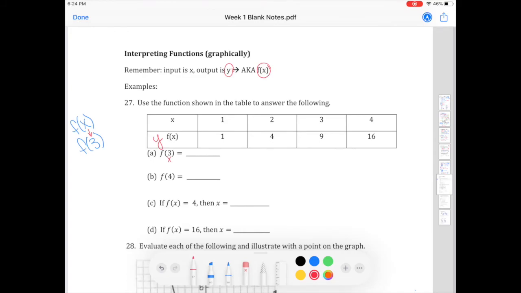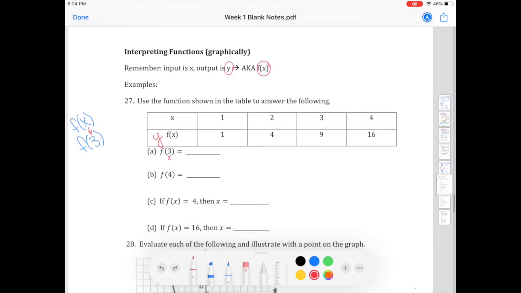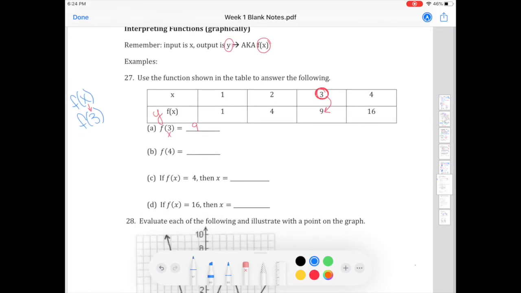So what you need to interpret so far with part A is that that 3 is an x value. So you go to the x row, which is this row right here, and you have to find 3. 3 in the x row is right here. When 3 was plugged into whatever function this is, it's not even telling us, it got an output or a y value of 9. So your answer is 9. No math, no nothing.